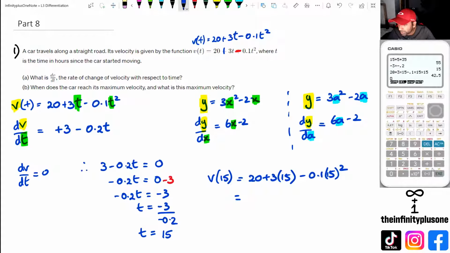15 times 0.1 times 15, 3 and 15. Yep, 42.5. So then we can say the velocity is 42 point, we don't actually have the units, do we? Nope, I'm just going to put it as 42.5 here.